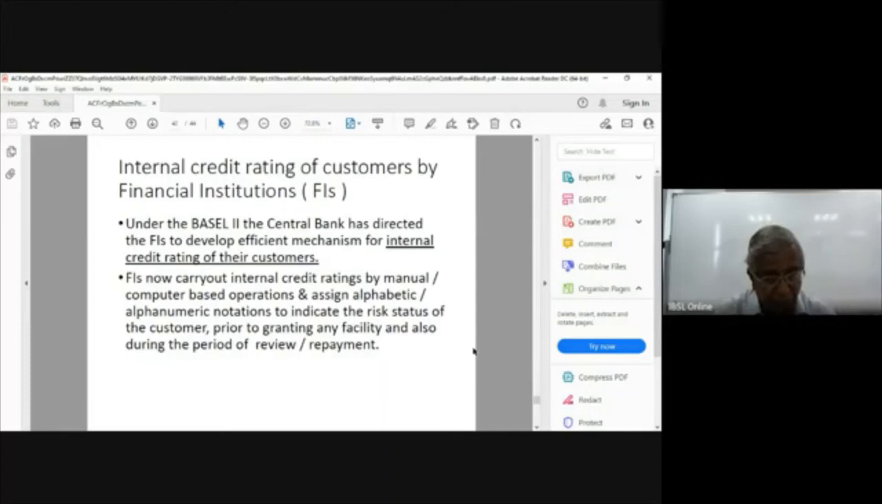So financial institutions now carry out internal credit rating either manually or computer based. Some banks are using manual methods, some use computer based operation, and they assign an alphanumeric notation to indicate the risk status of the customer prior to granting any facility. They have to internally credit rate their customers and assign a notation, and also during the period of review and repayment. So prior to granting the facility they have to rate their customers, and during the review and repayment period also, they have to carry out the internal credit rating.